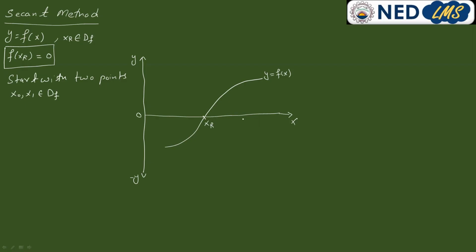For example, you select x0 here and x1 on this side. So this is x0 and x1. Similarly, you can find two points on the curve of the function, having coordinates x0, f of x0, and x1, f of x1. So these are the two points.